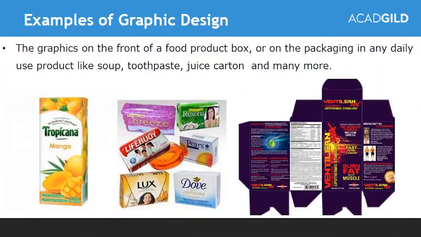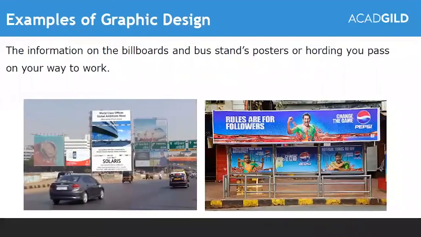It can be a magazine, a hoarding, a banner, food product packaging, a wrapper, or a billboard. It can be anything. So these are some examples here. Coming to the next slide to see some more examples.